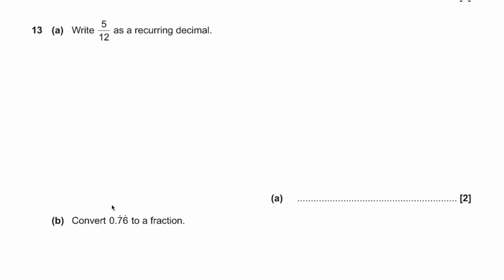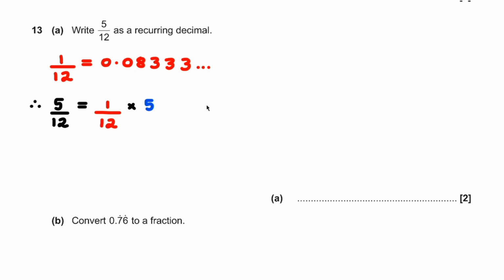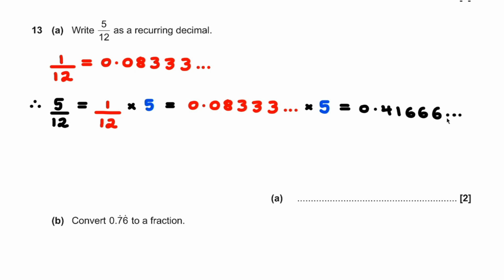Question number 13, part A, we have to write 5 over 12 as a recurring decimal. Well, 1 over 12 is equal to 0.0833, etc. So therefore, 5 over 12 is 1 over 12 multiplied by 5. So we've got this 0.08333, etc. multiplied by 5. And if we work this out, we get 0.41666, etc.